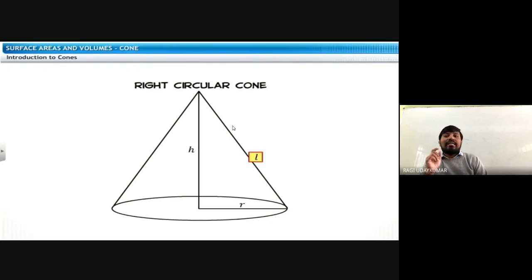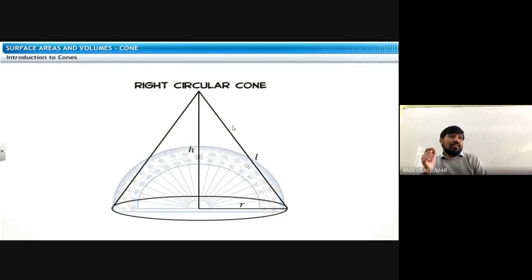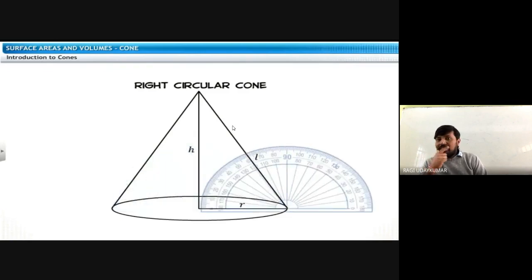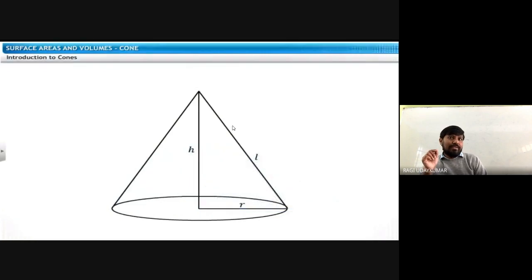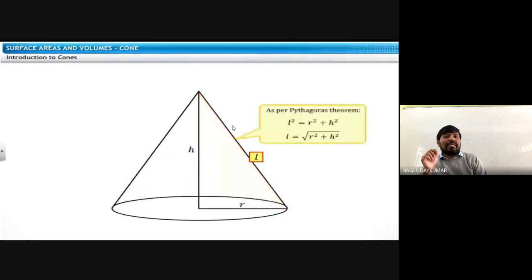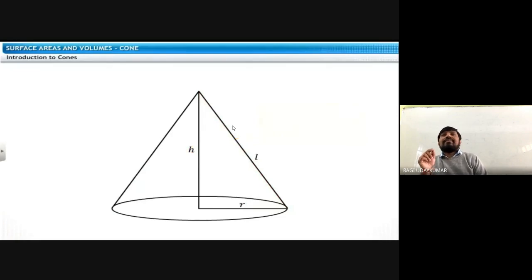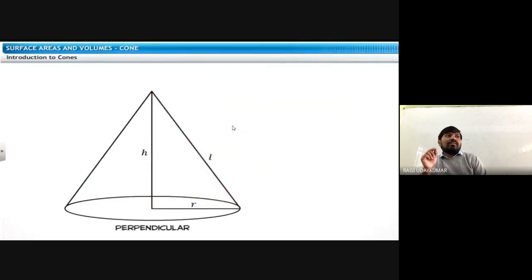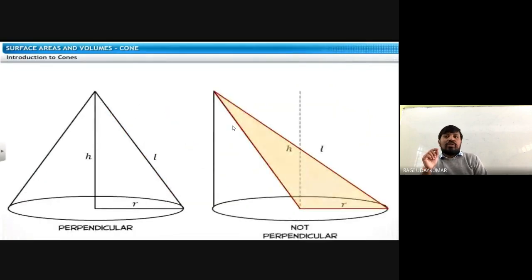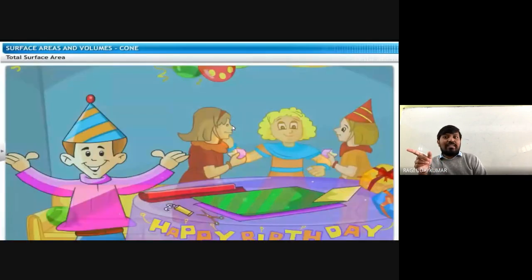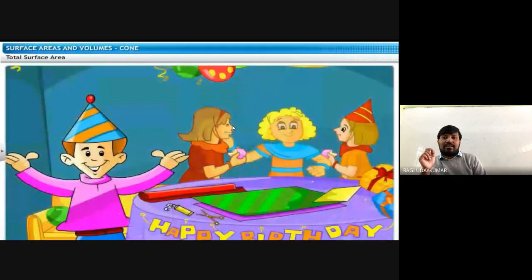So R, L, H will form a right angle triangle, 90 degrees. So the angle between R and H will be 90 degrees. So by using the Pythagoras theorem, you can say that L square is equal to R square plus H square, and from that you can find out the slant height L with the help of the Pythagoras theorem. So here you see that this is perpendicular. Some cones will be of the second type, whatever is shown here. That is not a right circular cone.